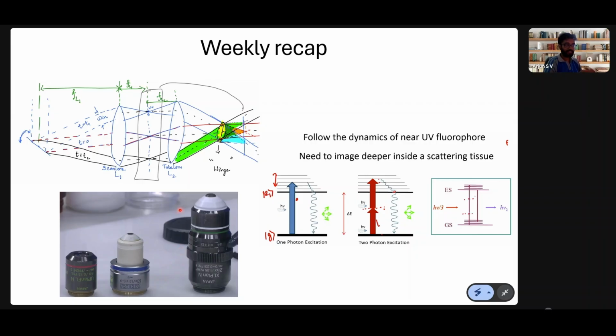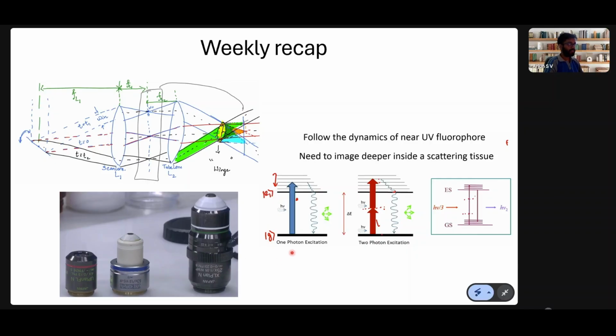And in the end, we also saw how to calculate magnification based on the focal length of your objective lens as well as your tube lens. So basically, it will be the ratio of the tube lens's focal length to the objective lens's focal length. So for example, if we have a 25x magnification, 25x just means that the focal length of the tube lens is 25 times more than the focal length of the objective lens.